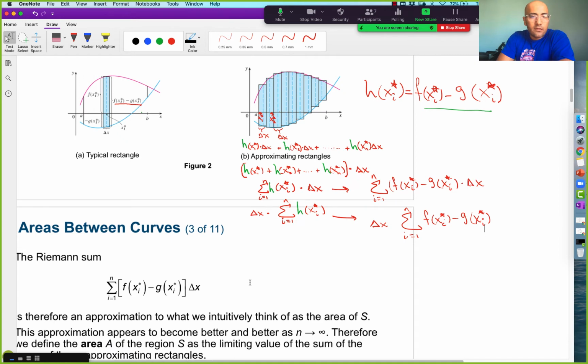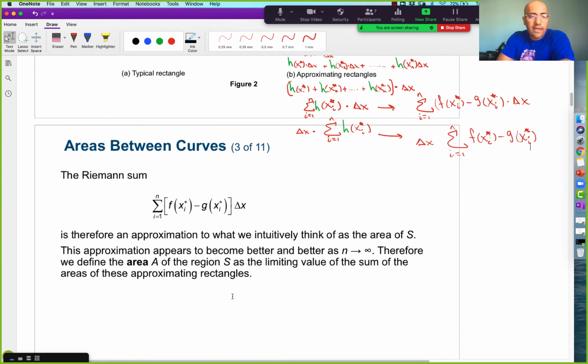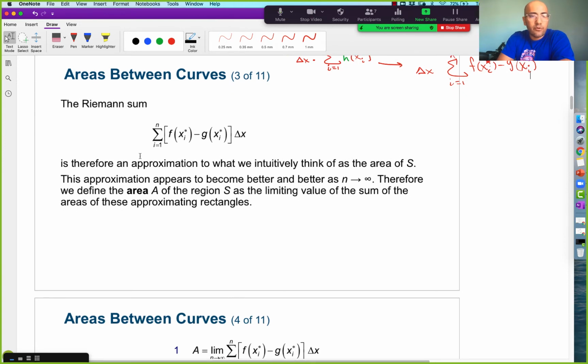So the area trapped between two curves, in order to find it, we need to subtract, being careful to do it in the right order, times delta x. And then that will translate into something pretty familiar. This is an approximation using n rectangles, and then we want to let n go to infinity, right? We want to do the limit as n goes to infinity of this Riemann sum, and we'll see that that becomes the area between the two curves.